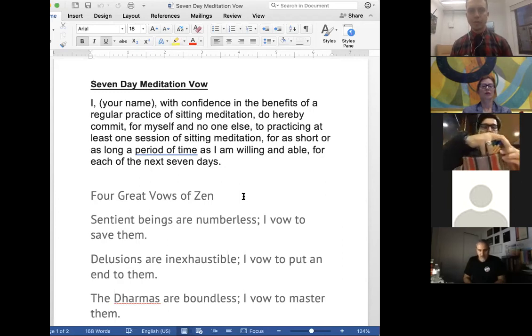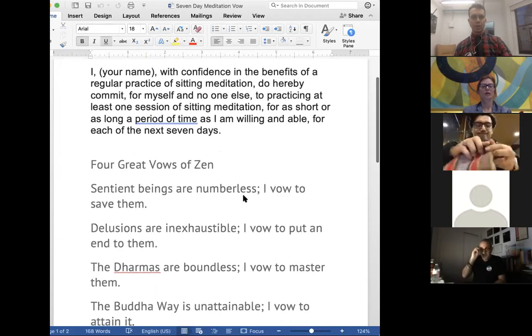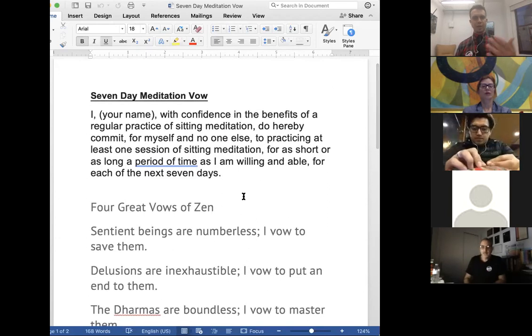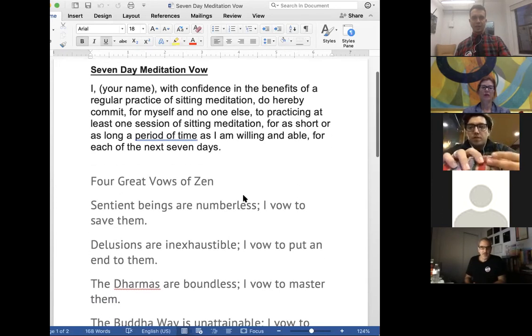So we'll move straight, for those of us who'd like to recommit to regular practice, into the 7-day meditation vow, and then we'll all close together, reaffirming the spirit of the Bodhisattva with the 4 great vows of Zen. I, Ethan, with confidence in the benefits of a regular practice of sitting meditation, do hereby commit for myself and no one else to practicing at least 1 session of sitting meditation for as short or as long a period of time as I am willing and able for each of the next 7 days.